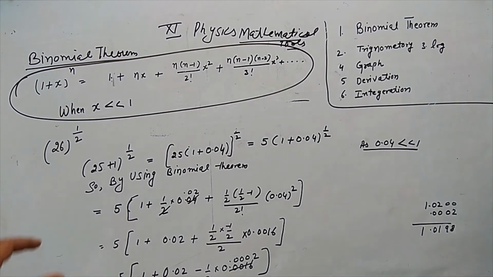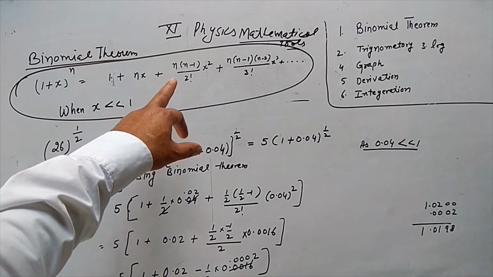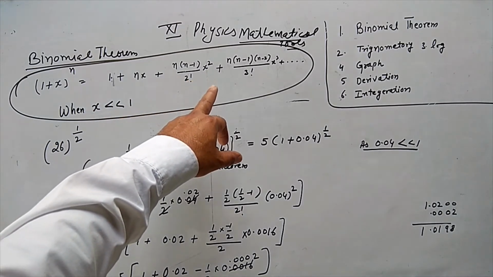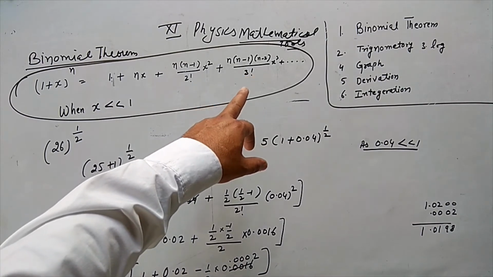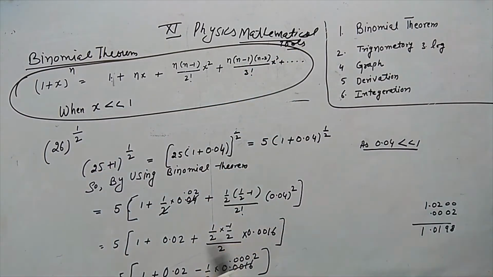Let's read it again. 1 plus x to the power n is equal to 1 plus nx plus n into n minus 1 divided by 2 factorial x to the power 2 plus n into n minus 1 and n minus 2 divided by 3 factorial x to the power 3 plus so on. What is the meaning of so on?